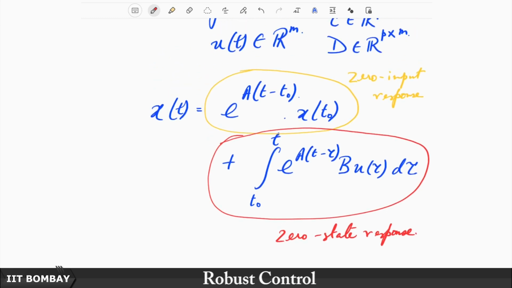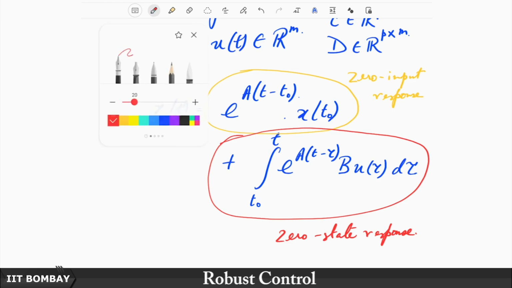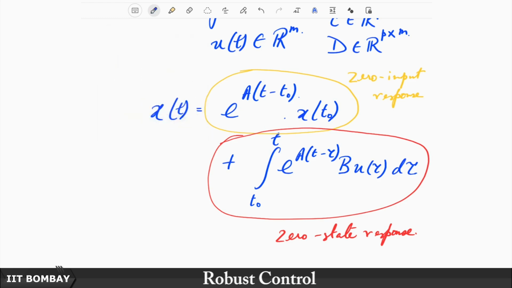So, in other words, if your initial conditions were 0, then only the second part which I marked in red would be the entire solution of this state. On the other hand, if your applied input was 0, there was no externally applied input like u, then the yellow part that I have marked, the zero input response, would have been all that there was to this response.